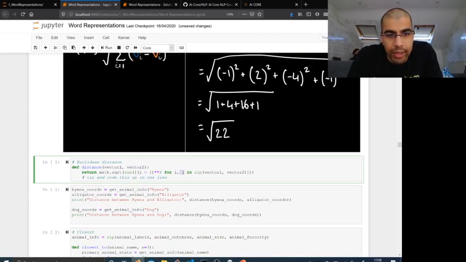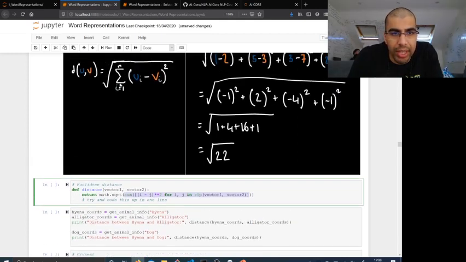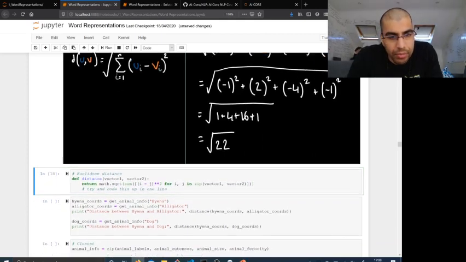And then we're going to square i and j, and this is going to be a list, so this is a list comprehension. Then we're going to sum all of it, which is this sigma here, and then we are going to take the square root of all of that. And that's going to give us our distance.